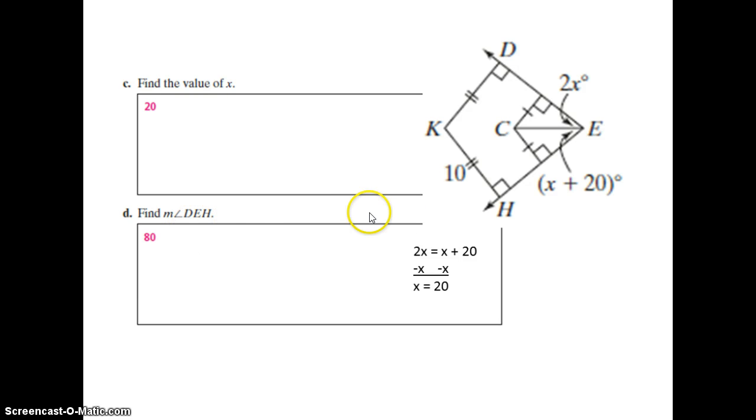So then the second question is to find DEH. So basically this angle here plus this angle here. So that's what I'm going to do. I'm going to do 2x plus x plus 20. There's a couple of different ways you could do it. That's just a good enough way. And then substitute in 20 for each one, and we end up with 40 plus 40, which equals 80.